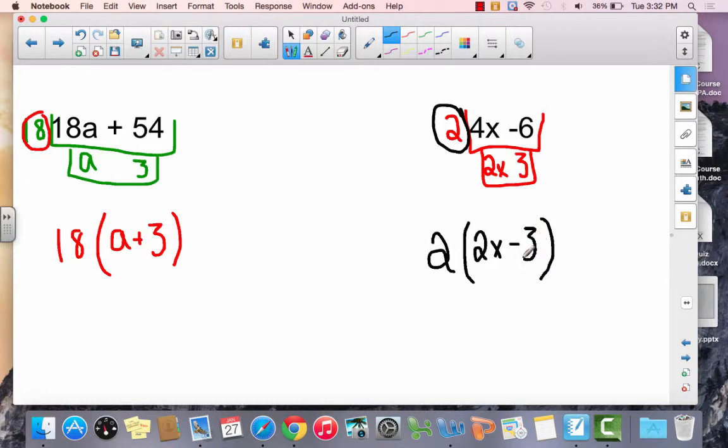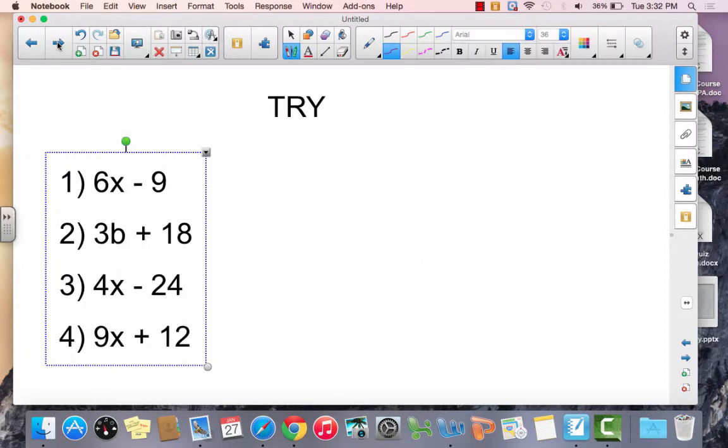And again, I can always check my work. If I distribute 2 times 2x, that gives me 4x. 2 times negative 3, that gives me negative 6. Please pause the video and try these couple, and then press play when you're ready to check your work.